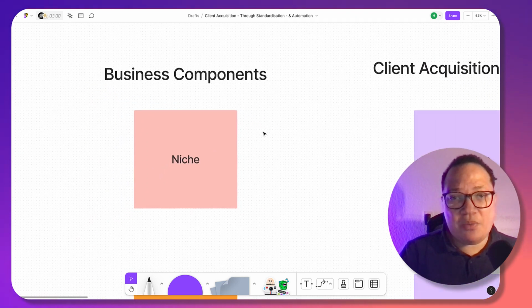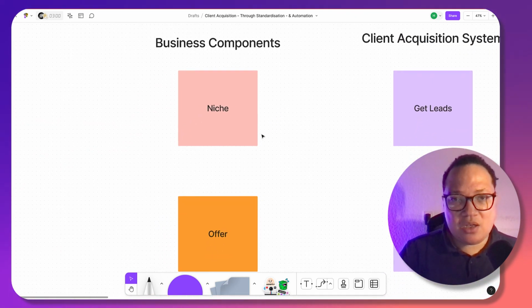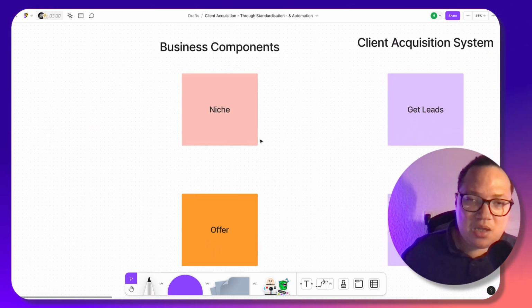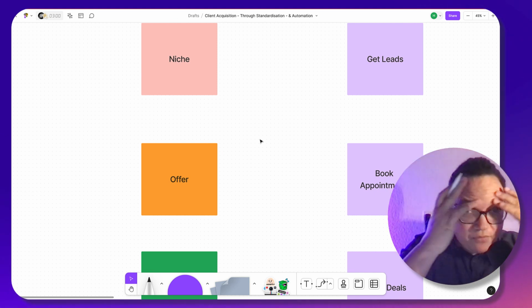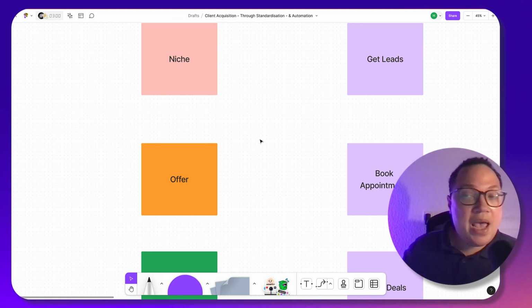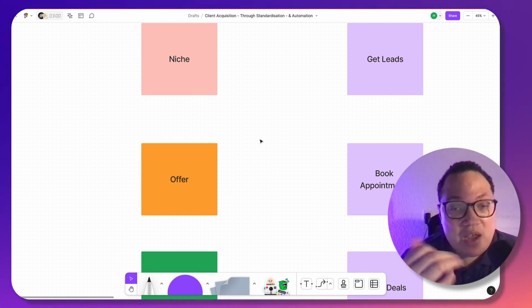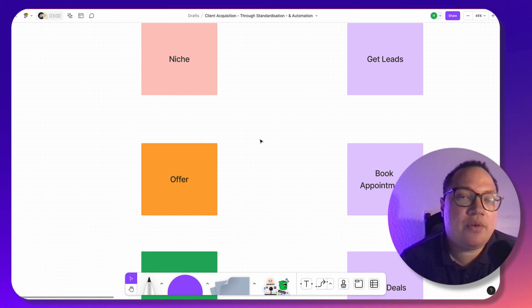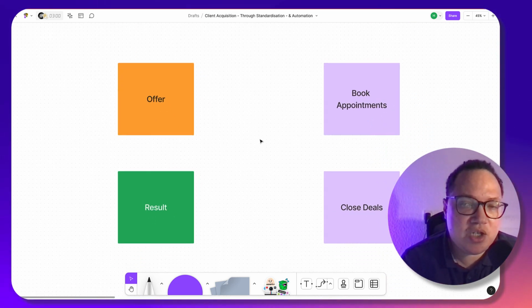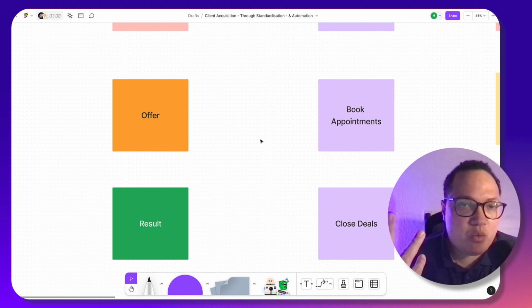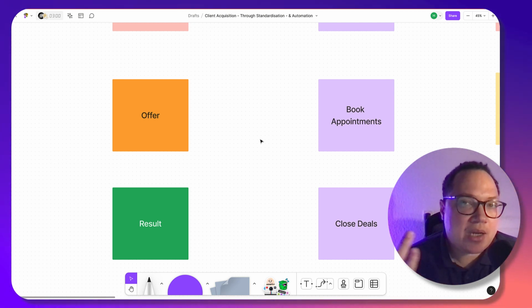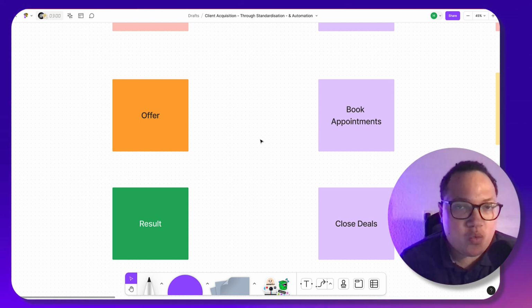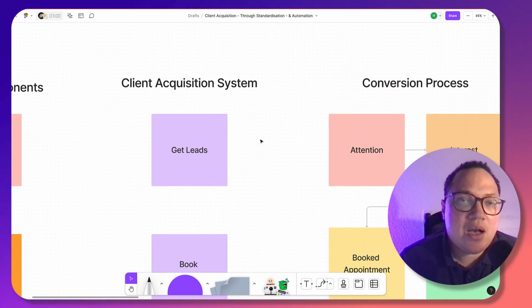Number one are the business components, all right? So we need to really be clear on our niche. We need to be clear on the offer, because people in every niche have a different problem. And so our offer, value driver and message all build around that understanding of that niche. And then, of course, the result that we want to help them get, the result they actually desire and want to work with us for.